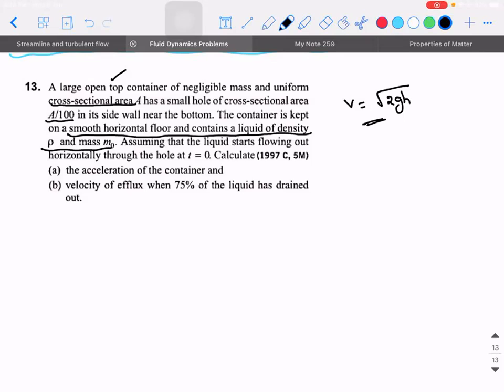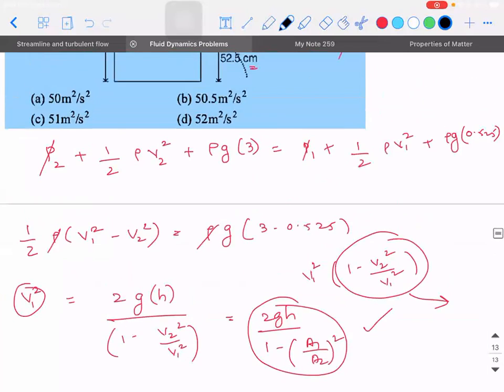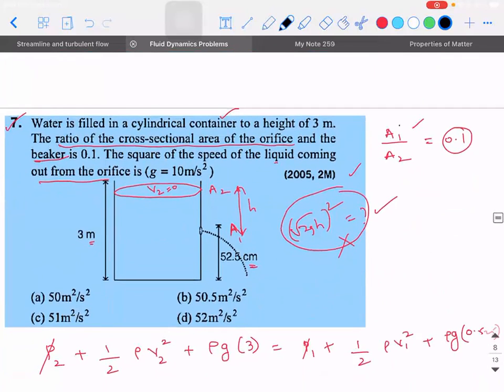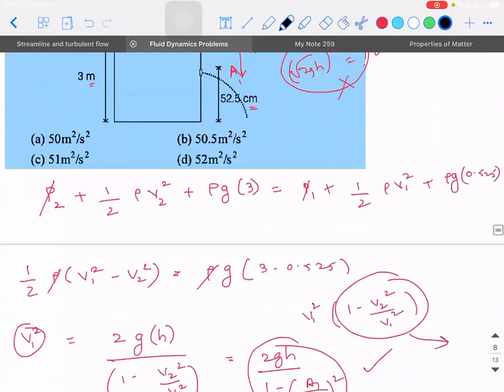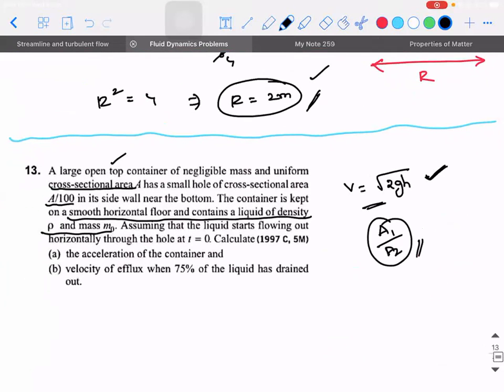See, the difference is you can actually use this formula when they have not given any comparative study between A1 and A2. Okay. So in this problem, what happened? I am able to understand why you're thinking like that. In that problem, they told A1 by A2 is 0.1. They are specific that 0.1 has to be there. But in this problem, it is not specific. So you can actually use speed of efflux as root of 2gh itself. Okay.